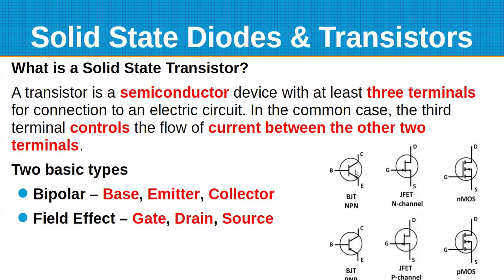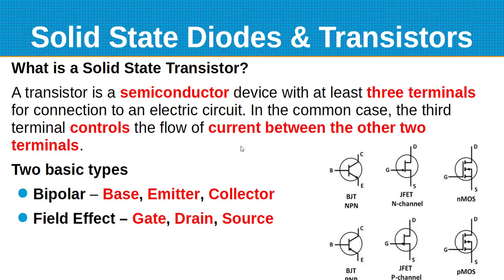It's typical that is anywhere from 50 to maybe a few thousand. So in other words, if I had a milliamp going through here, I could have as much as an amp current flow through here. So by regulating the amount of current through this base emitter junction, I control the amount of current that can flow between the collector and emitter.